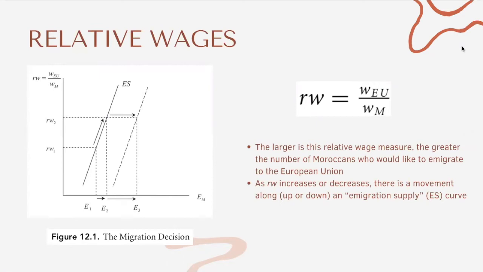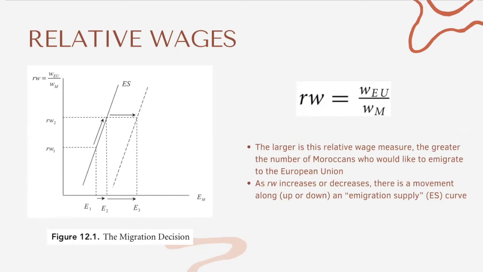Relative wages. One of the factors that influence migration is relative wages, particularly relative unskilled wages. We measure the wage in the EU, or European Union, and M for Morocco, the wage in the EU relative to that in Morocco, as RW equals W_EU divided by W_M. The larger this relative wage measure, the greater the number of Moroccans who would like to emigrate to the European Union.